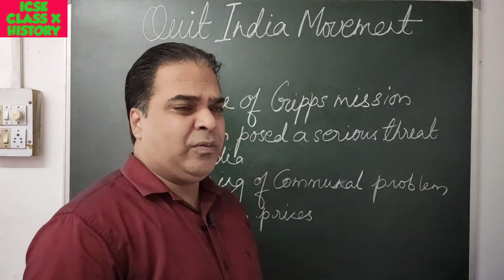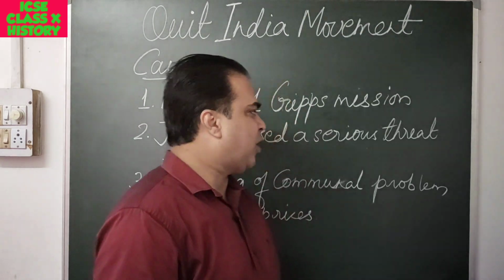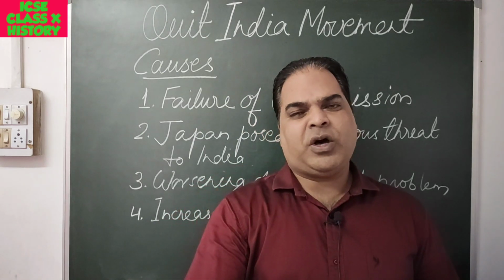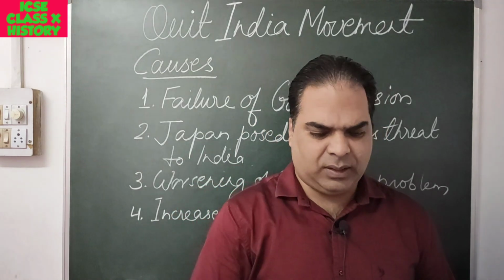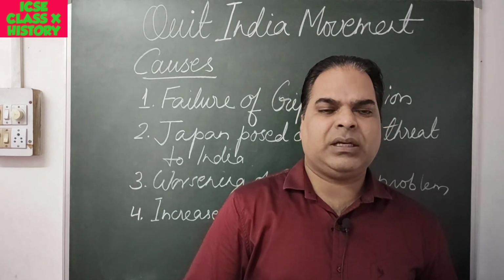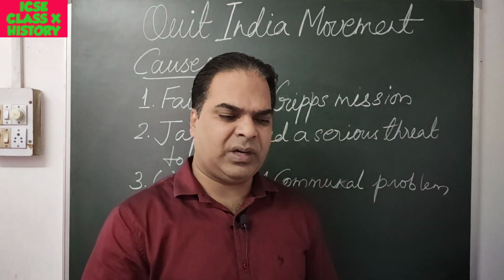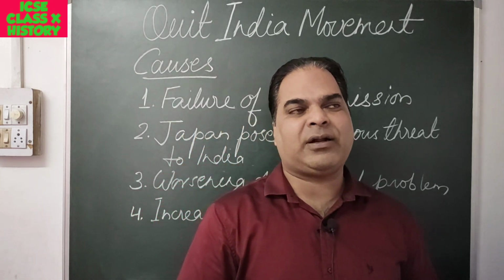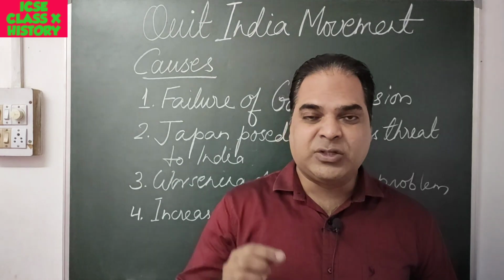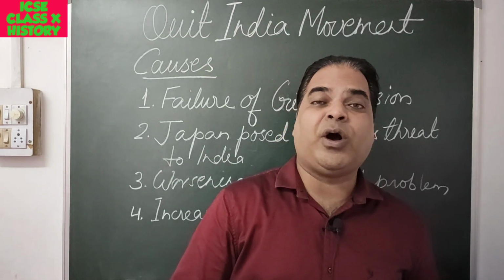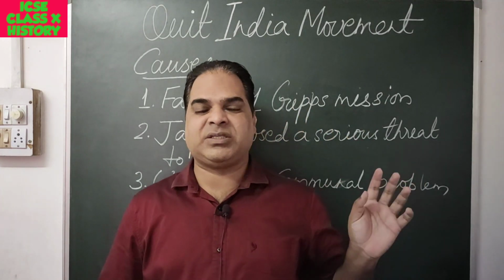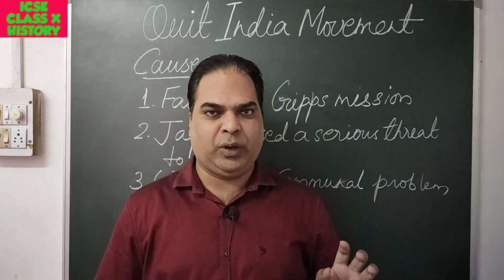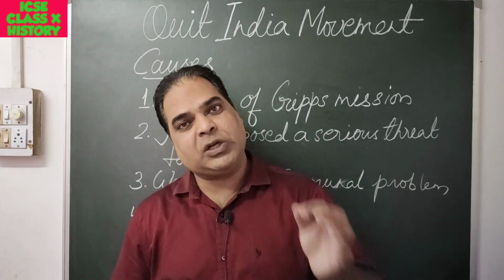Okay, now the next important cause, I have not mentioned it over here, that also I'll tell you. The first Round Table Conference was a failure, the second Round Table Conference was a failure, and after the third Round Table Conference, the government came up with a new act known as the Government of India Act 1935. As per the Act, elections were to be held, and in 1937 the election was held.